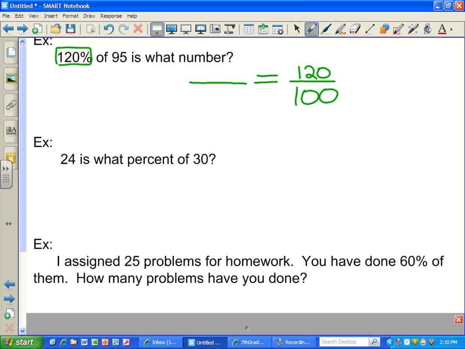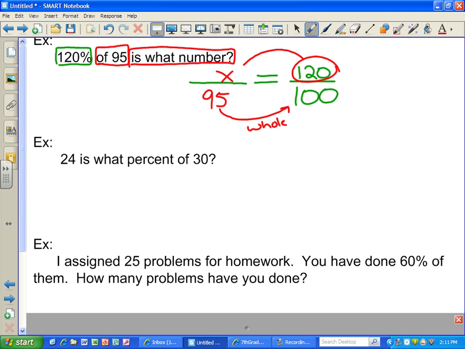Look for your keywords. Of goes on the bottom. So x goes on the top. Then this one's a little bit different than the last two that we've done. Since 95 is representing 100%, which is the whole, this top percentage is talking about the x. Well, this top percentage is 120%, which is more than 100%. So that should tell you something about what that number is going to be.